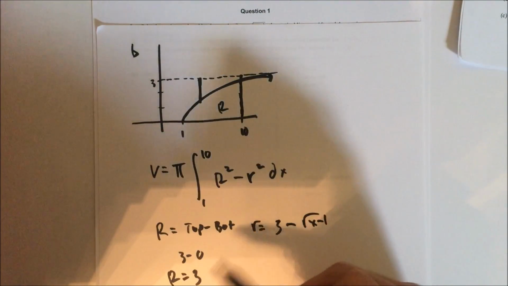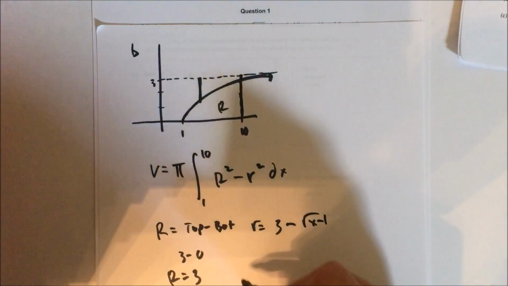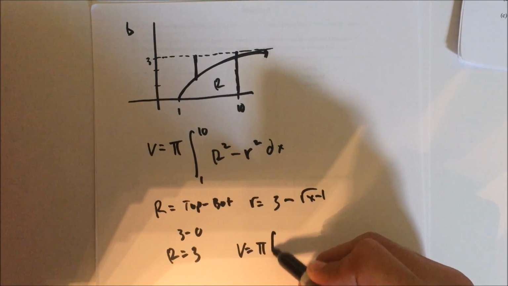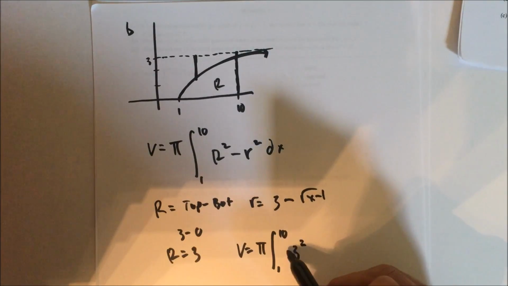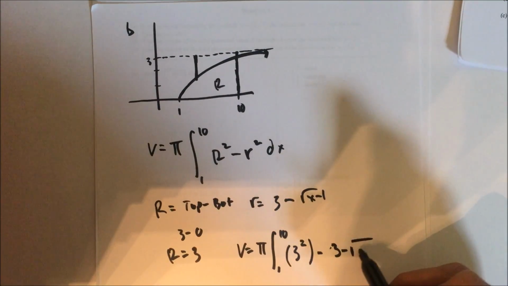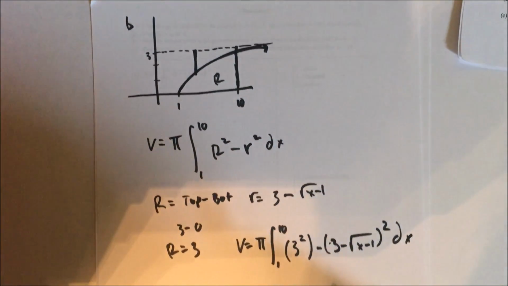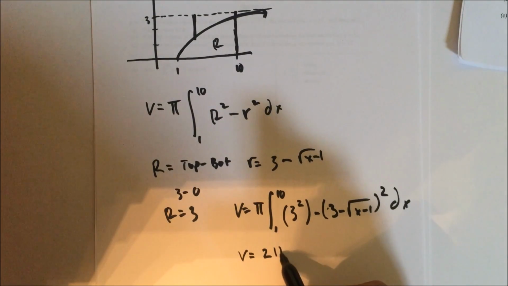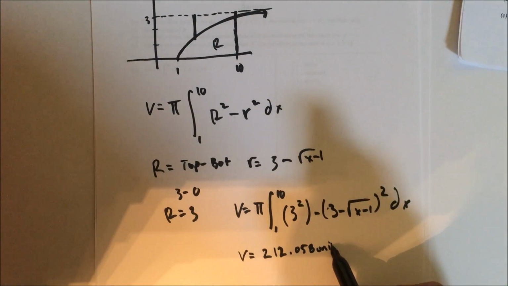And so now that we know our big R and little r, we're going to plug it back into the volume equation, which is going to be V equals pi times the integral from 1 to 10, and since big R is 3, 3 squared minus little r, which is 3 minus square root of x minus 1, squared dx. And when you plug this into the calculator, you'll get a value of 212.058 units cubed.